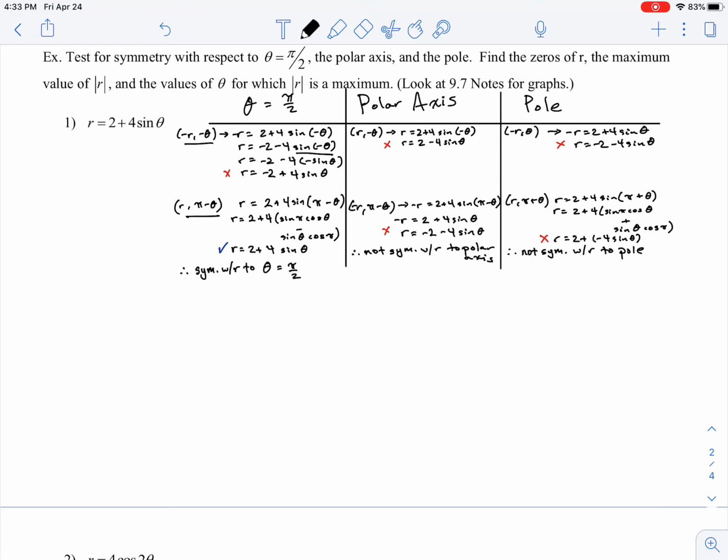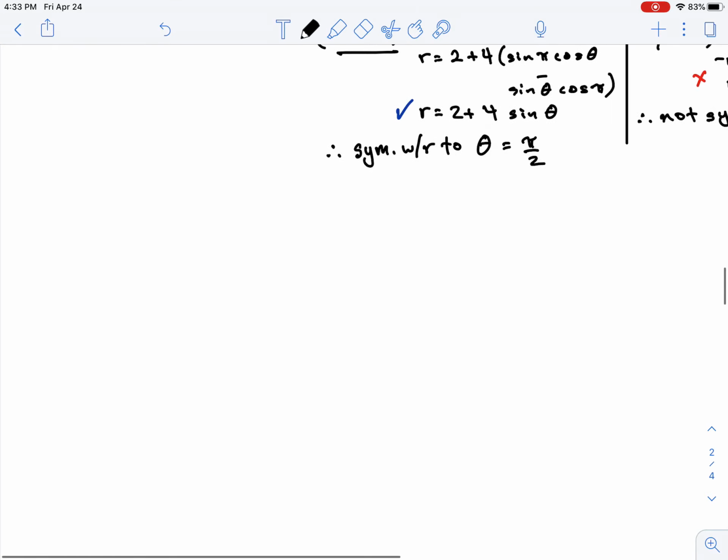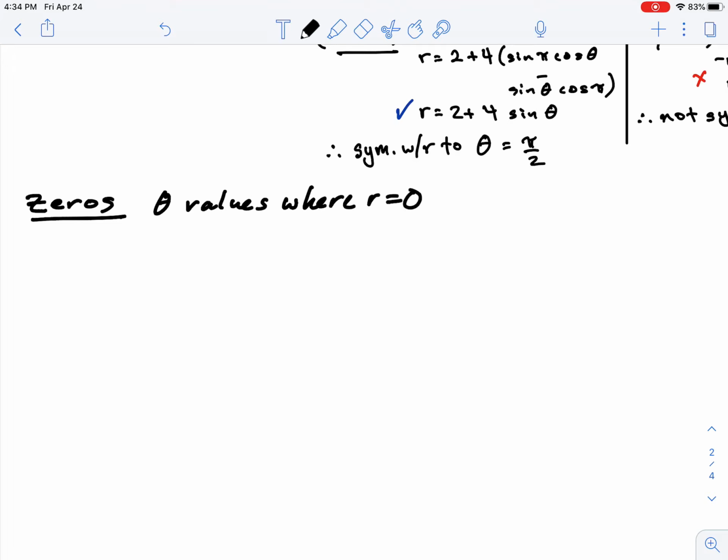Let's check for our zeros. Make sure we're clear about what we're talking about: the zeros of a polar equation are the values of theta where r is equal to 0. Just like when we found zeros of rectangular equations, we set our polar equation equal to 0. So 0 is equal to 2 plus 4 sine theta.